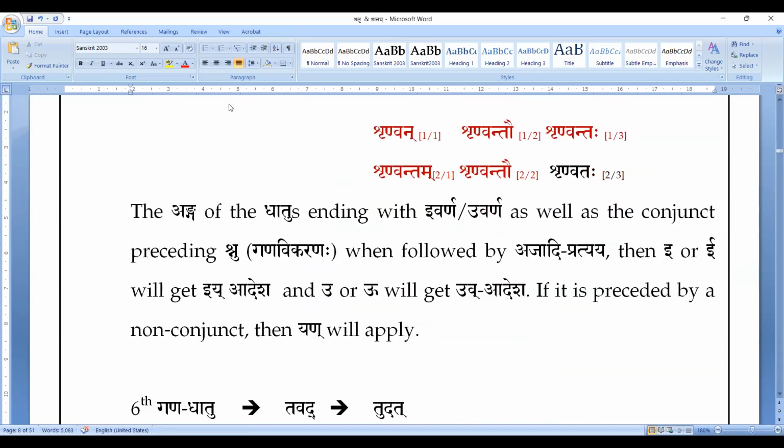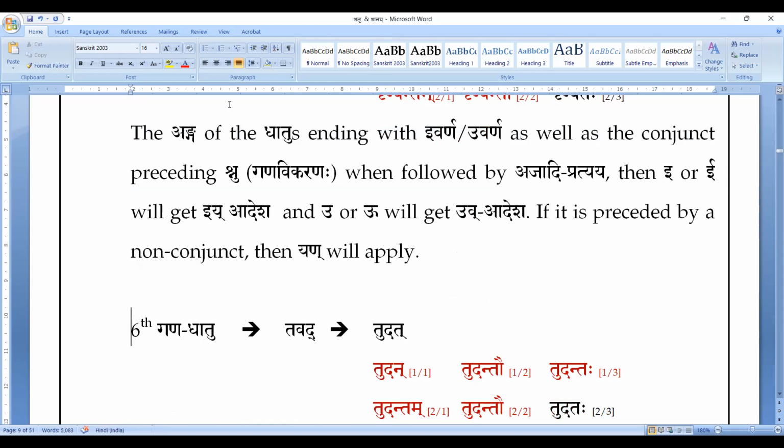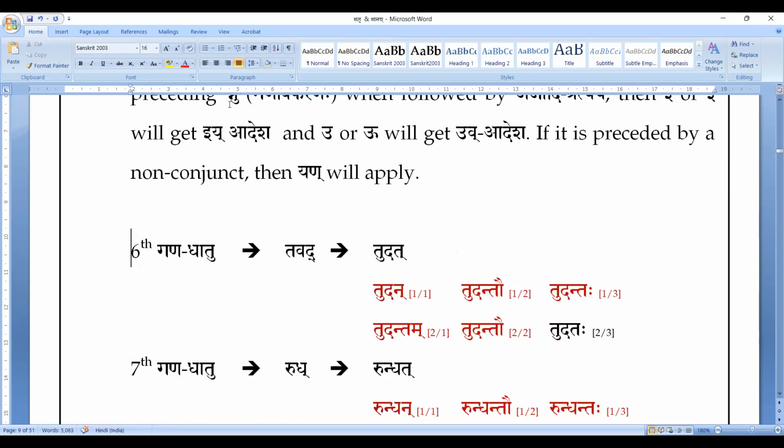And Jyotiji, you asked about Ivarnanta, Uvarnanta Dhatu, that example I have given. For that, we don't have this conjunct condition. Only when a conjunct is there, then we have to talk about it. It is not there. Therefore, there is no question of a conjunct preceding or not. So in that case, what happens? Ivarnanta, Uvarnanta Dhatu, followed by Ajadi Pratyaya, will be replaced by E or U, I mean, E and U respectively. Okay. So this is the rule. Then note. Okay, now coming back to the next gana, Tud Dhatu.